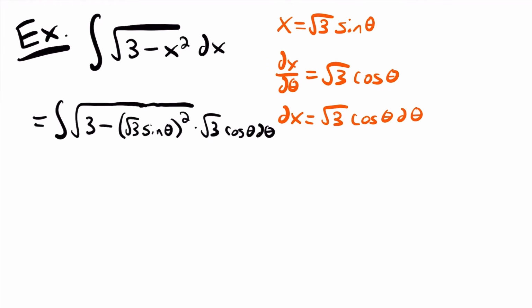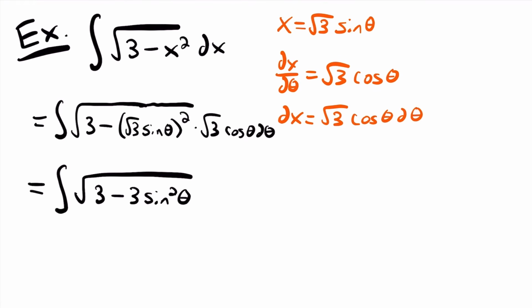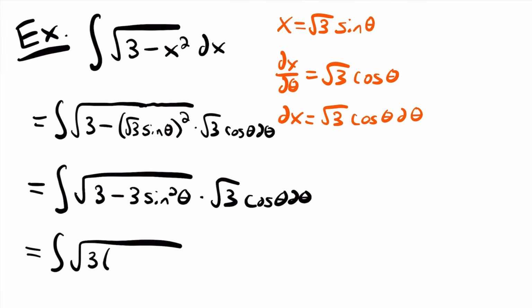All right, now let's simplify a little bit. This will be equal to the integral of the square root of 3 minus the square root of 3 times sine theta squared. So if we square each part, the square root of 3 squared is 3, and sine theta squared is sine squared theta. So we have 3 times sine squared theta. And that's still multiplied by the square root of 3 times cosine theta d theta. All right, now within this square root, we have a common factor of 3 in each term. And so if we pull that out, this is equal to the integral of the square root of 3 times 1 minus sine squared theta times the square root of 3 times cosine theta d theta.